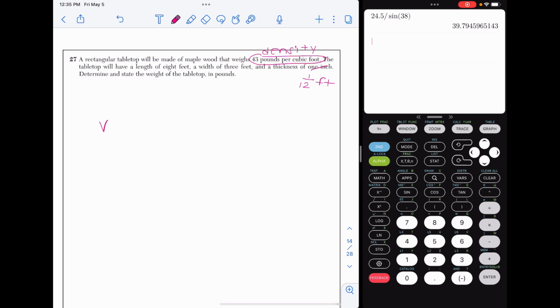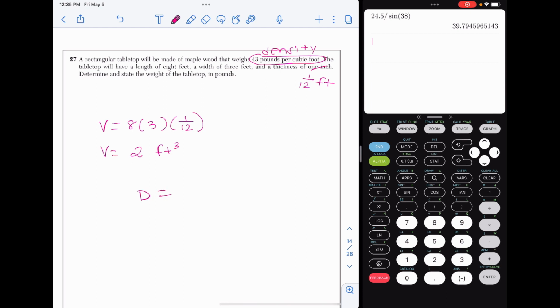So let's find the volume here. So the volume is length times width times height, or area of the base times height you could use. So I have 8 times 3 times 1/12. So I know that the volume of the tabletop is 2 cubic feet.